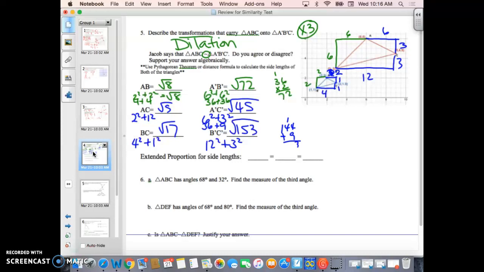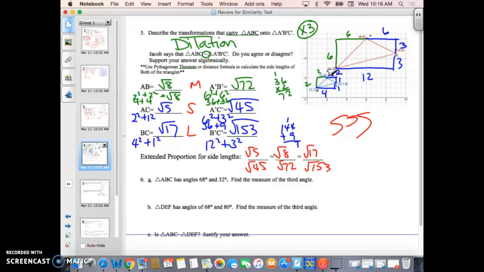All right, so for the extended proportion, what you can see is that this is going to be small, medium, and large. This is the small side, medium side, and large side. So square root of 5 over square root of 45 should equal the square root of 8 over the square root of 72, which should equal the square root of 17 over the square root of 153. And if all these do equal, then you should have side, side, side.